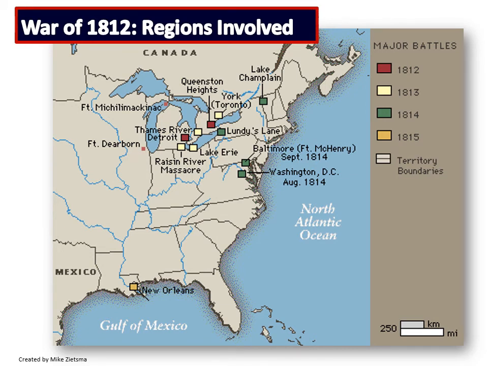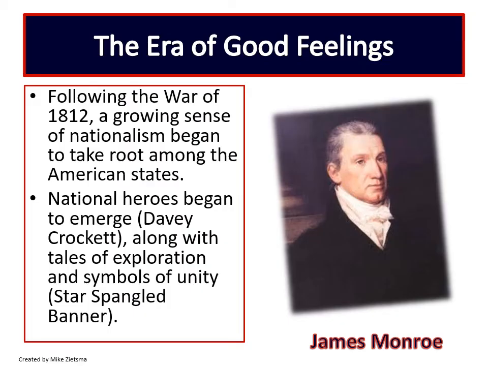This map highlights some of the regions involved in the War of 1812. You will notice that many of the battles took place in and around the Great Lakes. The Era of Good Feelings. Following the War of 1812, a growing sense of nationalism began to take root among the American states. National heroes began to emerge, like Davy Crockett, along with tales of exploration and symbols of unity, like the Star-Spangled Banner. However, most Americans were first and foremost loyal to their state.